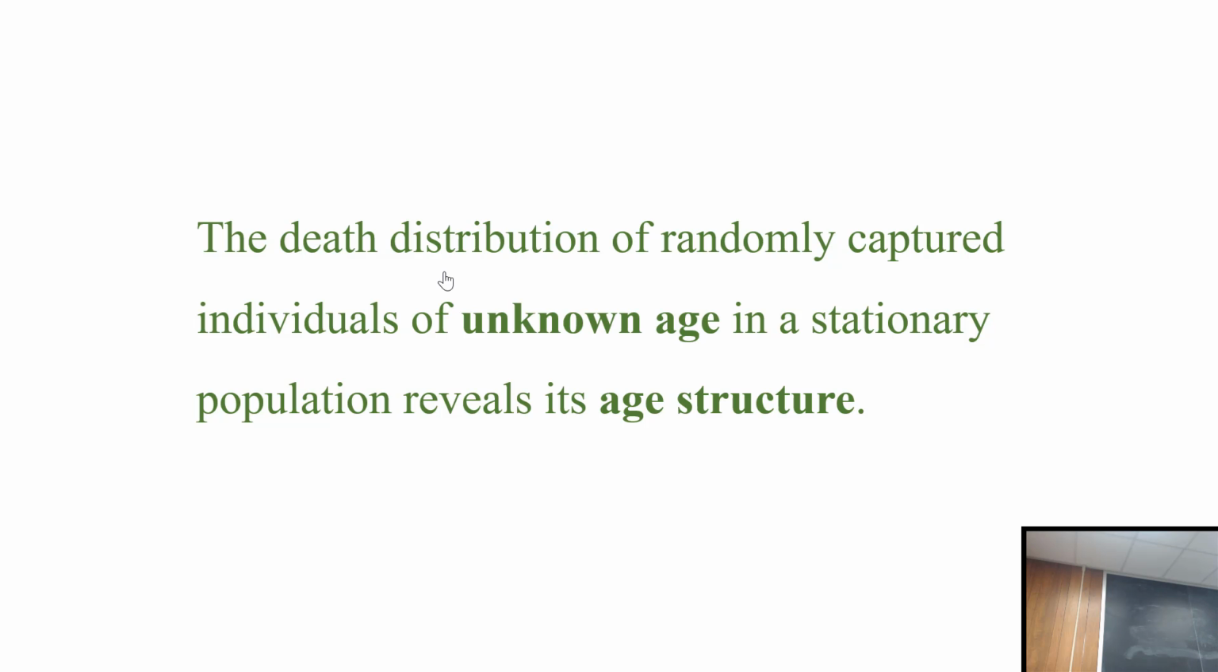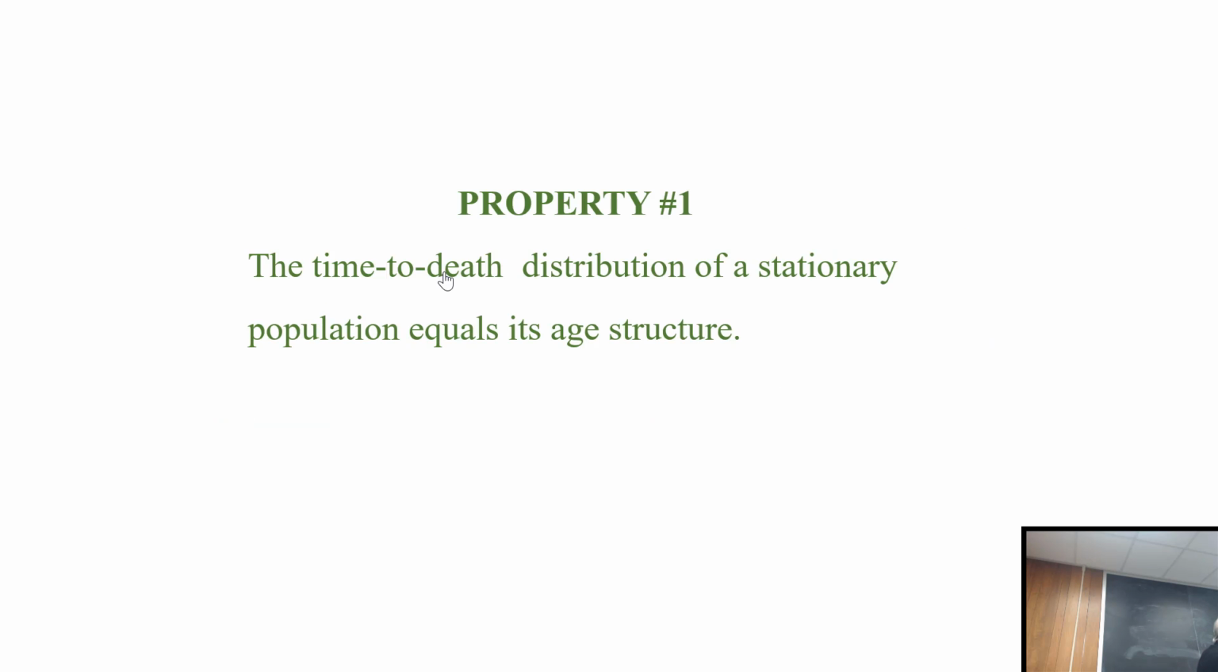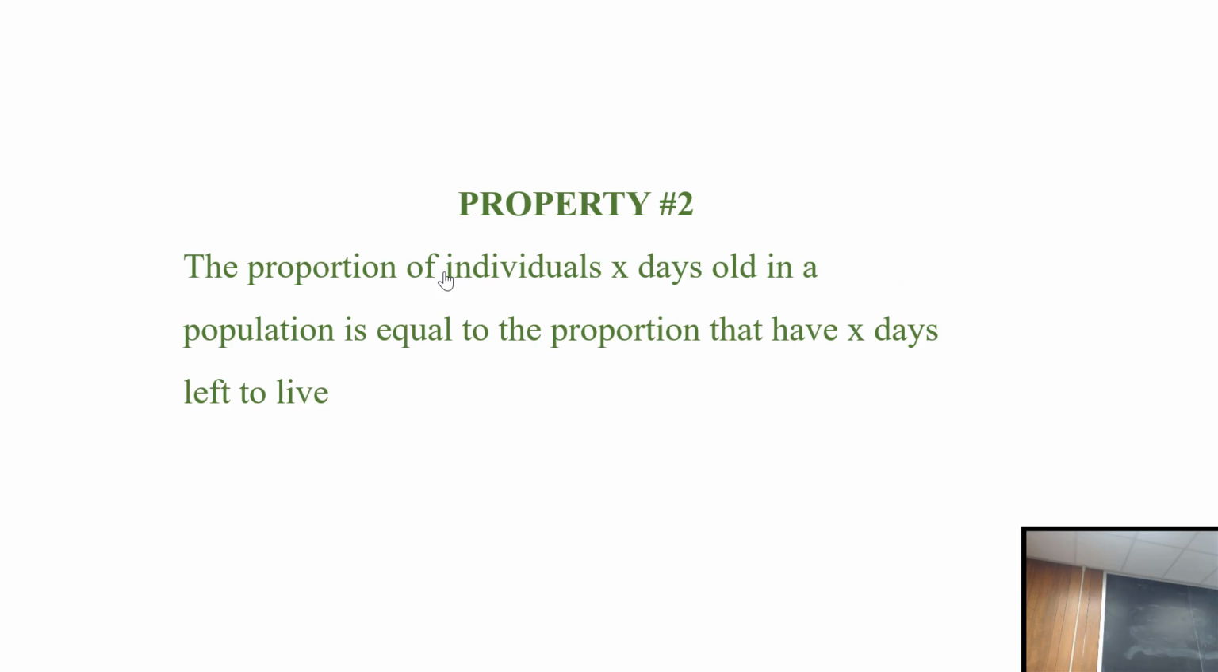They called it Carey's equality. And so the death distribution of randomly captured individuals of unknown age in a stationary population reveals its age structure. Okay. Property number 1, that's what I just stated, and then property number 2, although they're really interconnected.